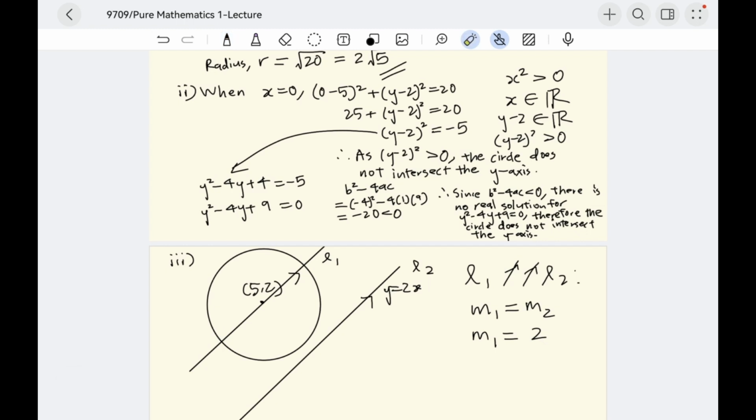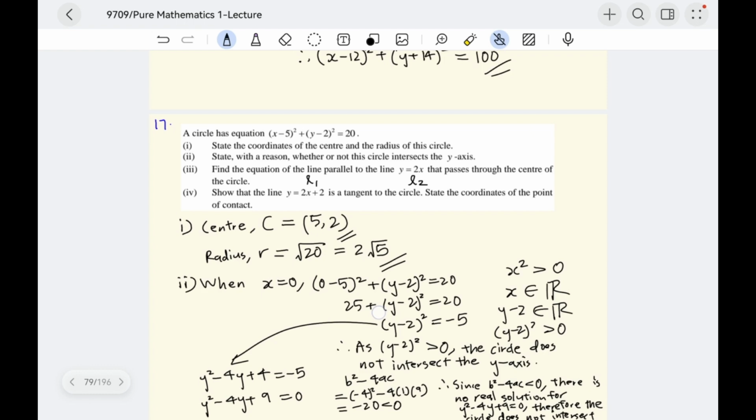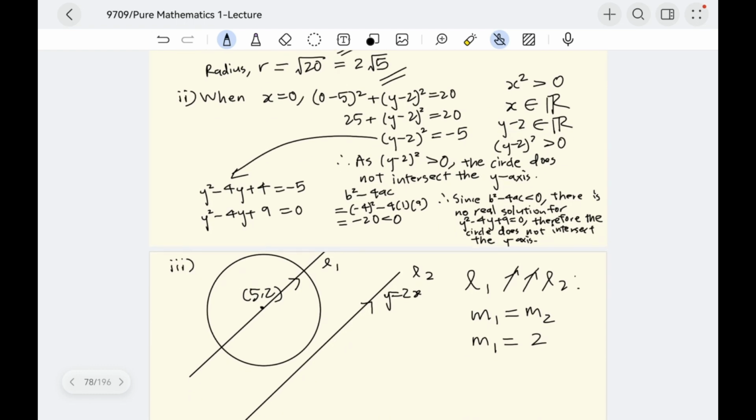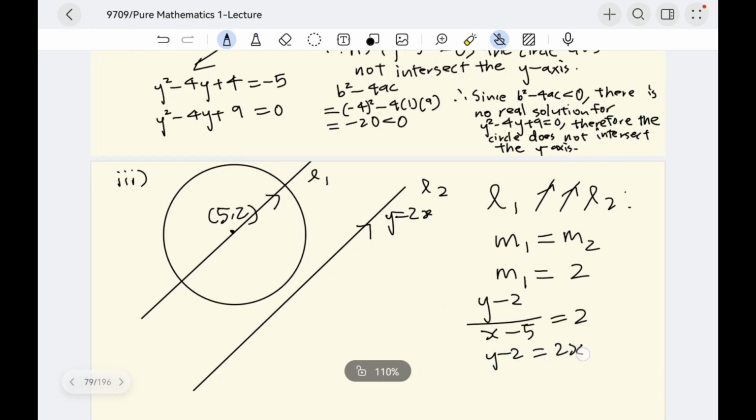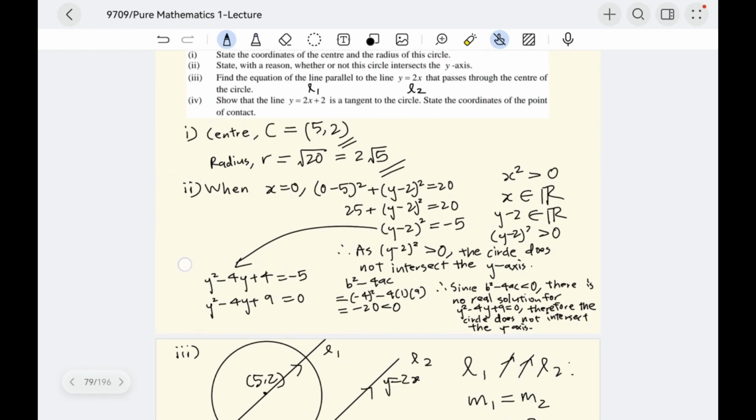You have to replace the gradient in terms of x and y in order to form the equation of this line that passes through the center, (5, 2), the center of the circle. So I have y minus 2 over x minus 5 equals 2. So what can I get? You will get y equals 2x minus 8 as your final answer.